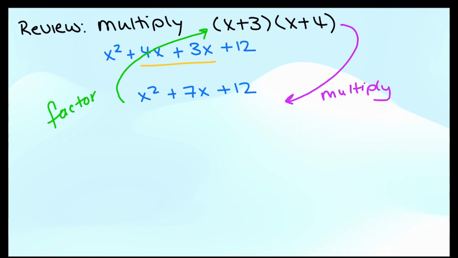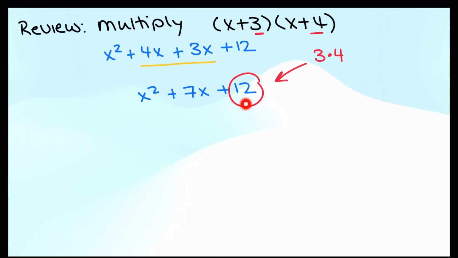So to help us with the factoring, I do want to notice what happened when we multiplied. There is a pattern that happened here. The last number, the 12, came from multiplying the 3 and the 4 together. 3 times 4 gave us 12. The middle number, the 7, came from taking the middle two terms and adding them together. The 7 came from taking 3 plus 4.